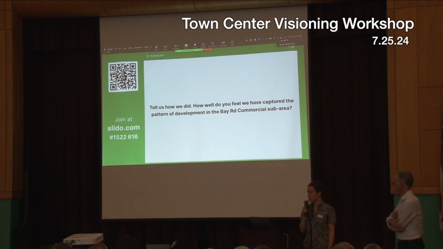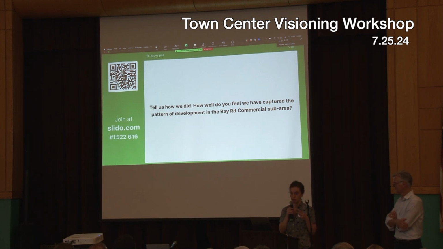Right, so same deal with this one. These are all going to have the same 2 questions, but relative to each of the sub areas that we're talking about. So for this one, for the Bay Road commercial sub area, we want to understand the same thing. How did we do? How close are we capturing that pattern of development? And then we'll follow up by asking you about, what do you think we might have missed?